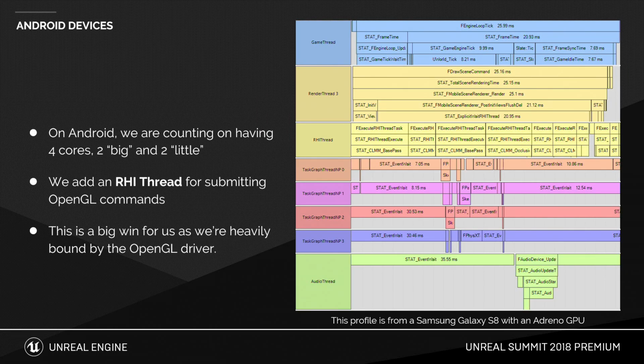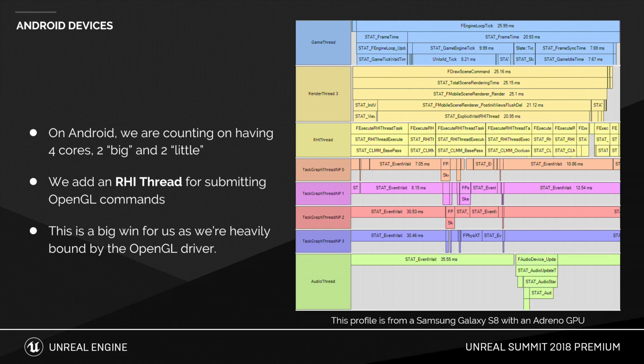On Android, it's a different situation again. We pretty much always have 4 cores, 2 big and 2 little. So we've added the RHI thread, which is used only for submitting OpenGL draw calls.